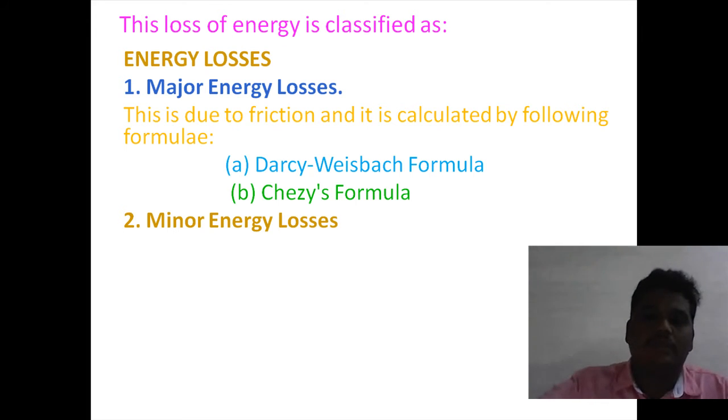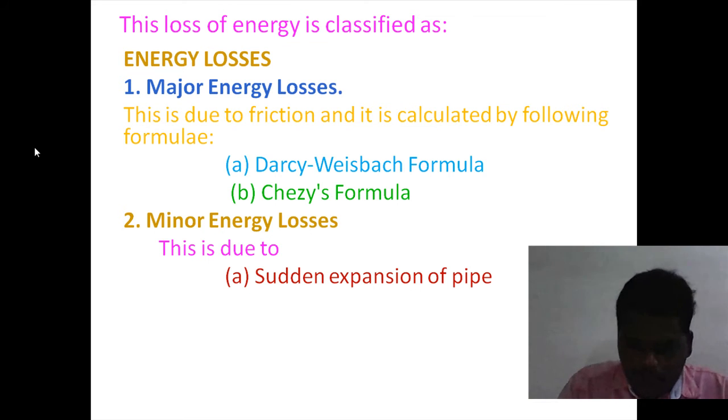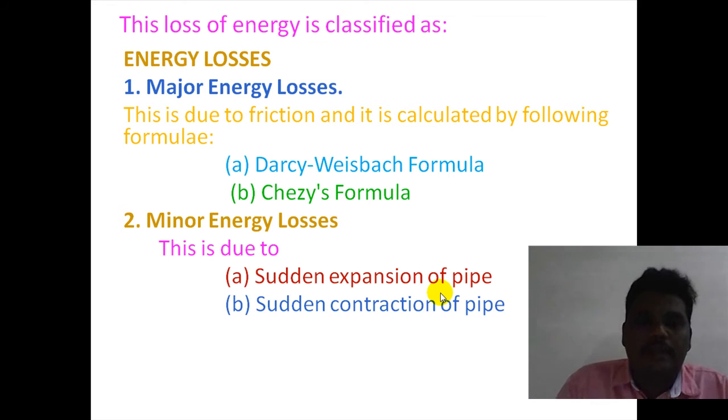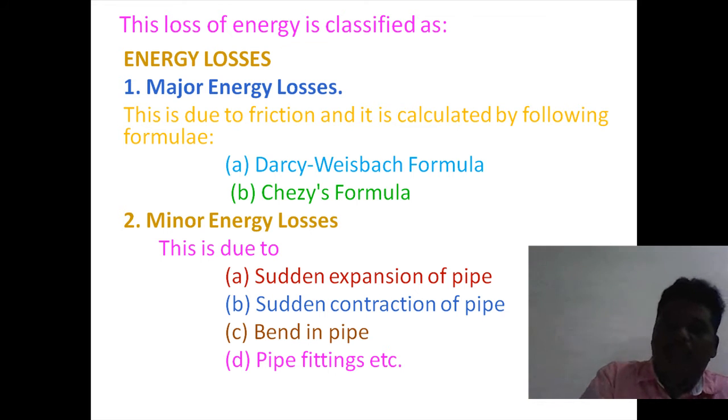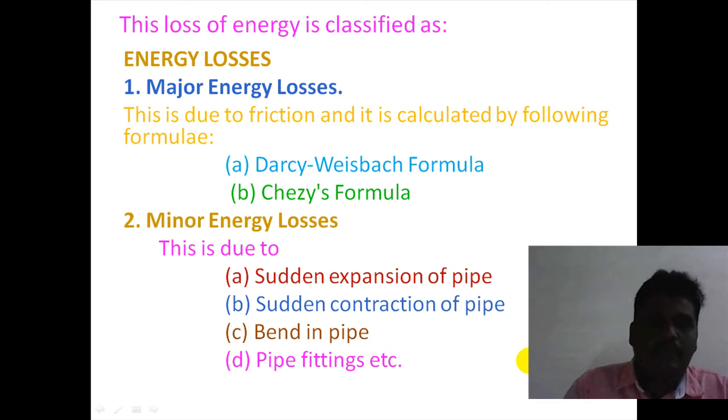Next, the minor losses in pipes. Generally, minor loss is due to small losses only. Sudden expansion of a pipe: when there is a sudden expansion, there is a loss of energy. Sudden contraction: whenever there is a sudden contraction of the pipe, there is a loss of energy. Next, a bend in the pipe: when there is a bend in the pipe, there is also some loss. Next, fittings: whenever pipe fittings are there, there may be leakages. Leakage is also one of the causes of loss of energy, which means the mass of water entering and the mass of water leaving are not equal. The minor losses are very small losses.